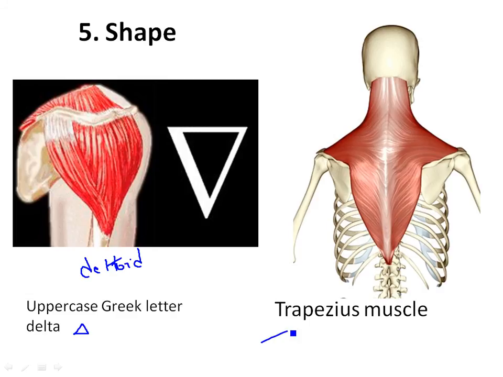The trapezius, your right and your left, these are the muscles of your upper back and shoulder. Together, someone thought that looked like a trapezoid. So again, these were based on shape.